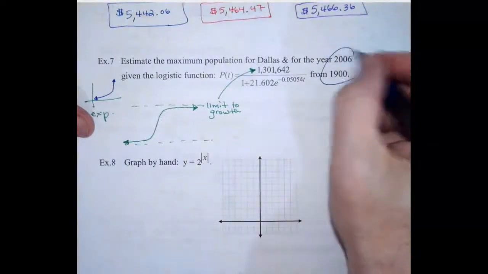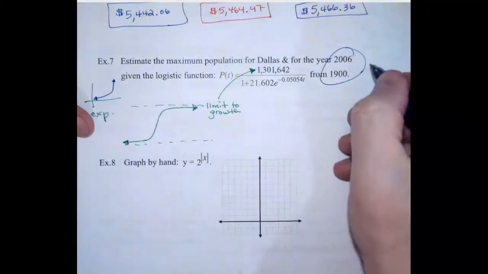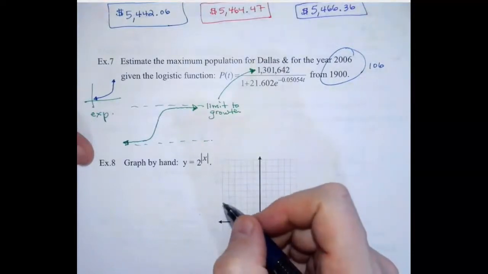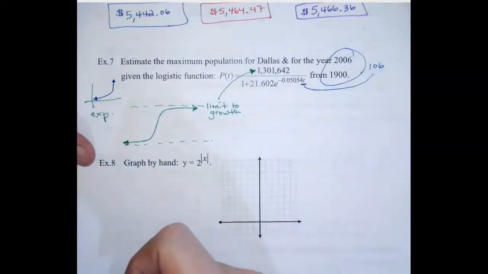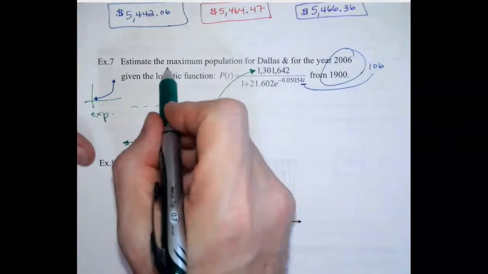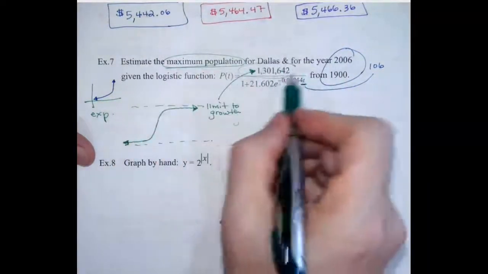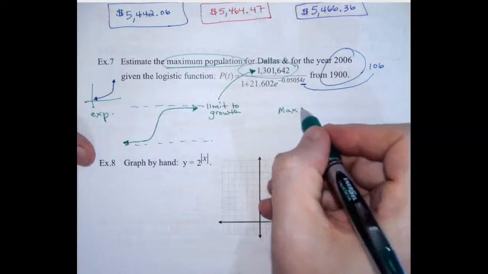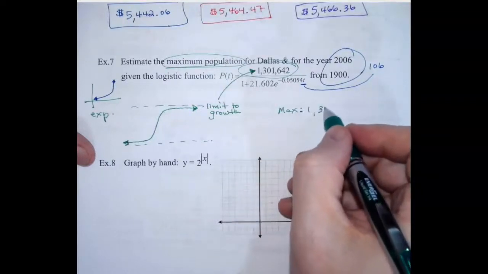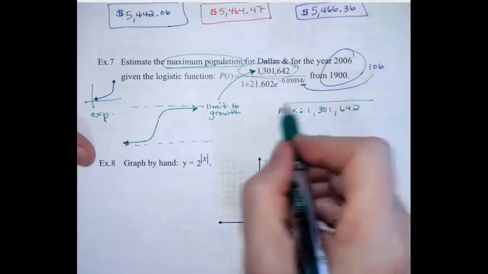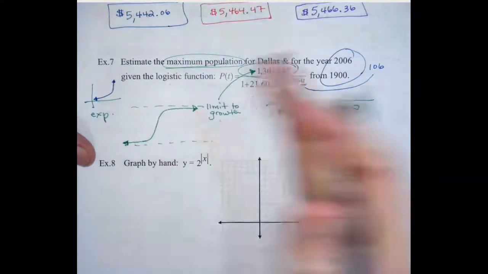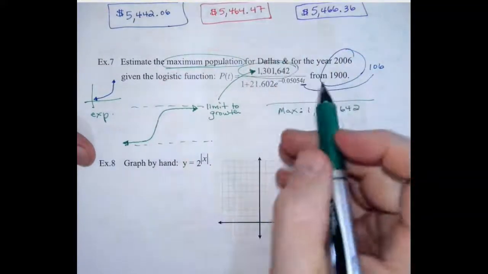If we compare these, this is a 106-year difference. That is the amount of time that elapsed, 106 years. Pretty basically here, the question says to estimate the maximum population. That's pretty much right there. So for the max, we just write the number down. Now we could look up on the internet whether that's correct or what happened there. One of the problems for Dallas is they have Fort Worth right next to them, so there's that boundary.